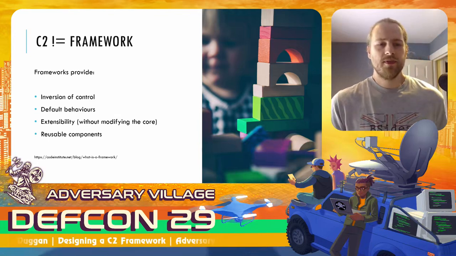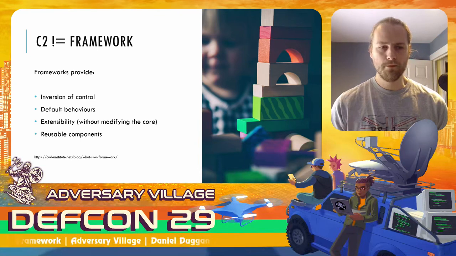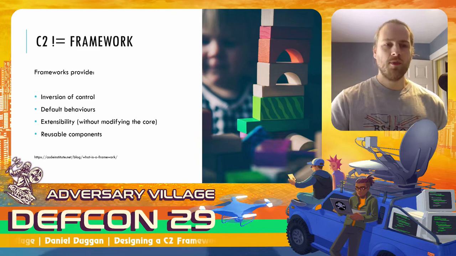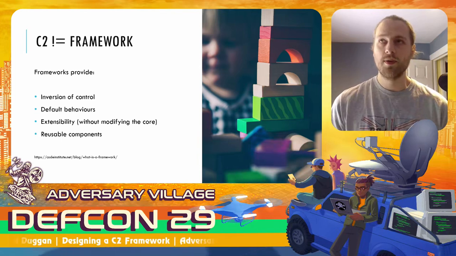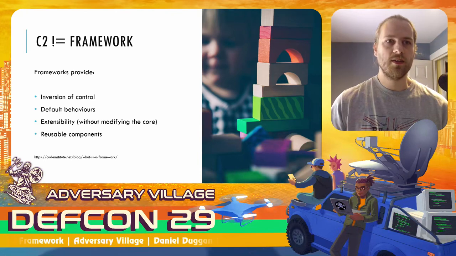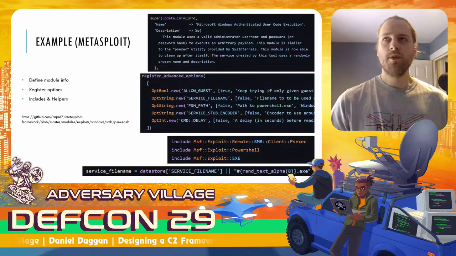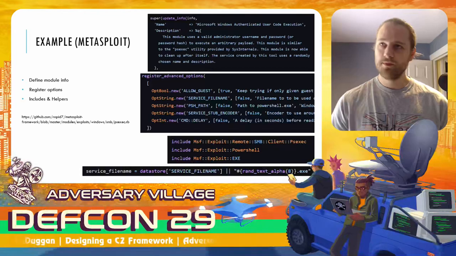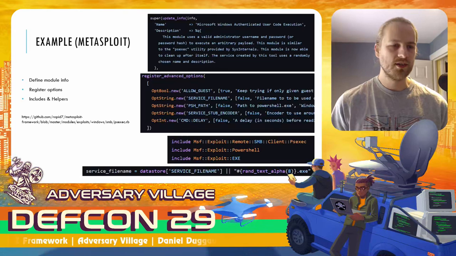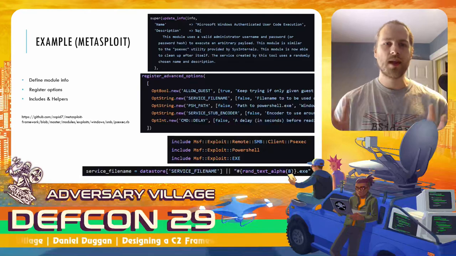A framework also provides reusable components, which I think is self-explanatory, but they're components that the framework provides to make the operator's life easier. We'll see an example of that on the next slide. So this is an example I've taken from the Metasploit framework. Metasploit is a very mature product at this point, and it's great to look at if we're looking for inspiration on those frameworky things.